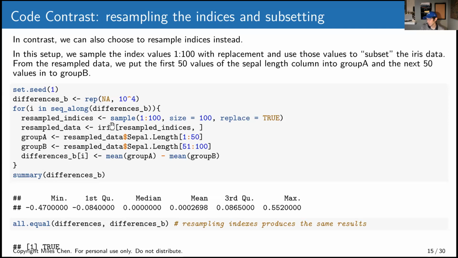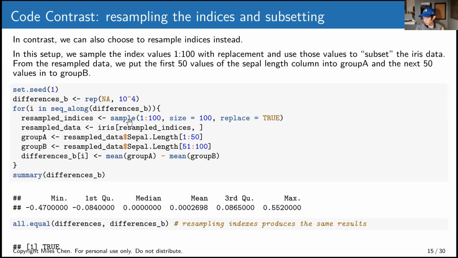From there, I'm going to subset the iris data set using those resampled indices. So I'm going to say subset iris using the resampled indices. That's going to form my resampled data. And now that I've resampled my data, I'm going to put the first 50 into group A and then the next 50 into group B.